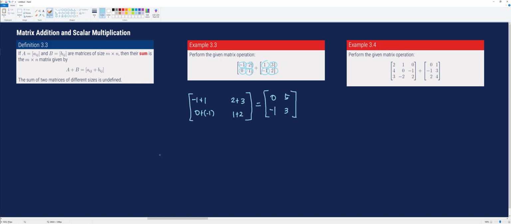Another example is example 3.4. Notice that the two matrices have different size. The first matrix is a 3 by 3 matrix, whereas the second matrix is a 3 by 2 matrix. Therefore, the sum of the two matrices is undefined.